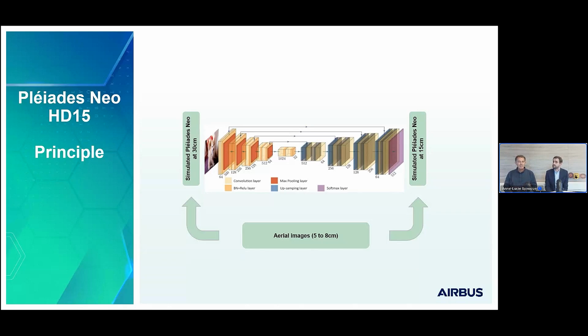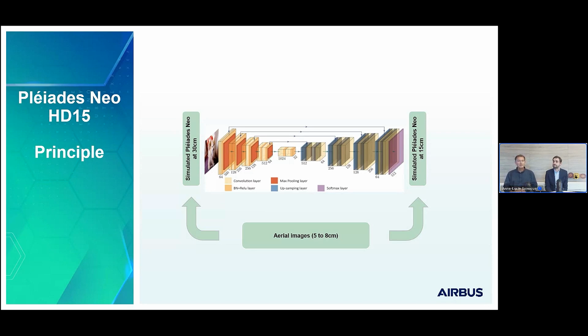So the AI model that we have developed is certainly a neuronal network, but we developed it and we constrain it in order to avoid creating wrong information in the 15 centimeter, which would be an issue for us because you would not be able to believe in this image.